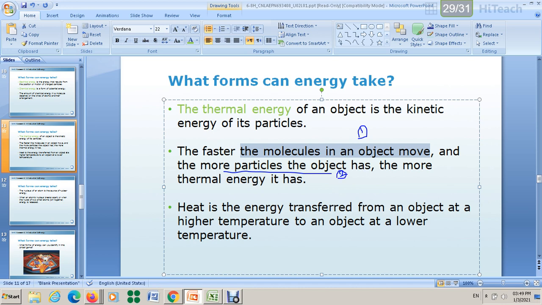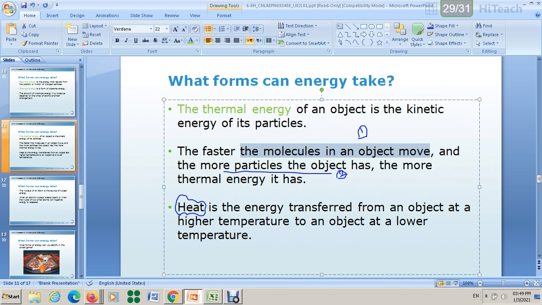So you have to put in your mind now, heat is the energy transferred. You have to look at this one, and we will discuss it in more detail in the next lesson. Heat is the energy transferred from an object at a higher temperature to an object at a lower temperature.